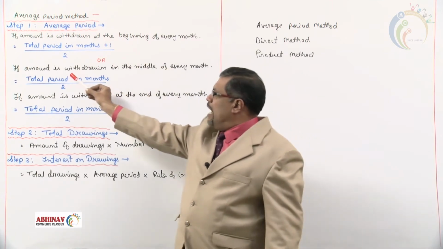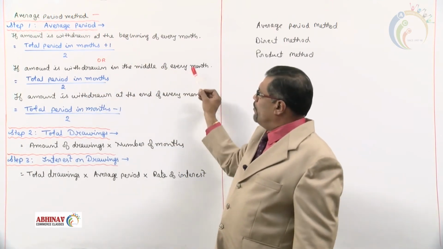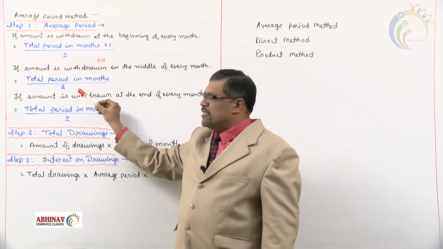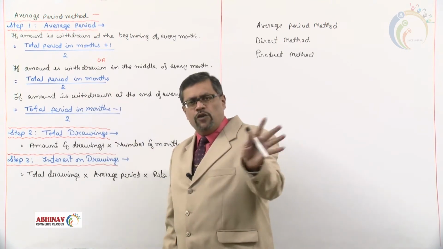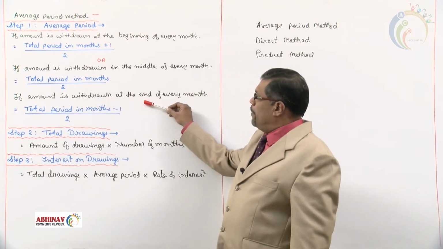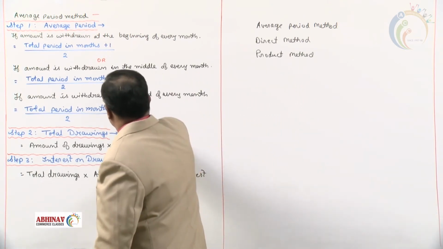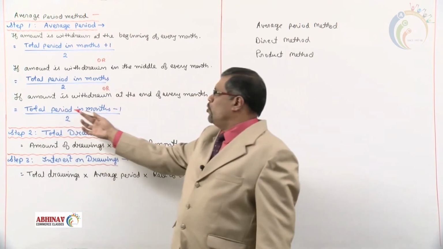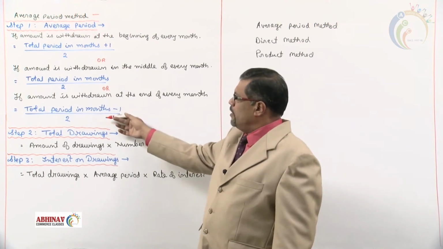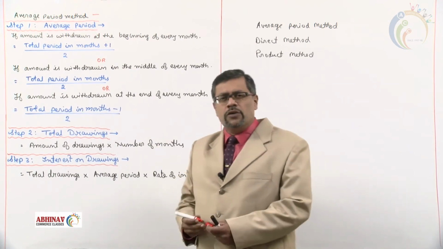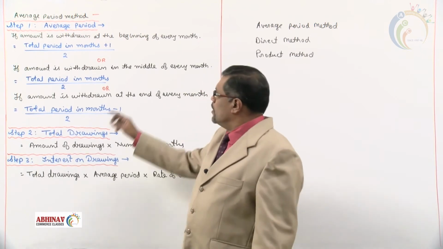Or if the amount is withdrawn in the middle of every month, total period in months divided by 2. No plus 1, no minus 1 there. If the amount is withdrawn at the end of every month, the average period is total period in months minus 1, divided by 2.